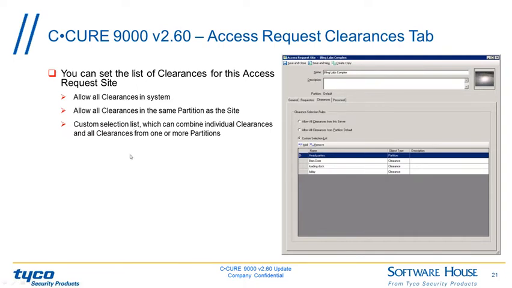Okay. On the Clearances tab, again, you've got this set of choices where you can say all clearances in the system, all clearances in the same partition as the site, or a custom selection list which can combine individual clearances or all clearances from a given partition. Okay, if you had 8 partitions, you could click Add twice and add 2 of those partitions, just for example.